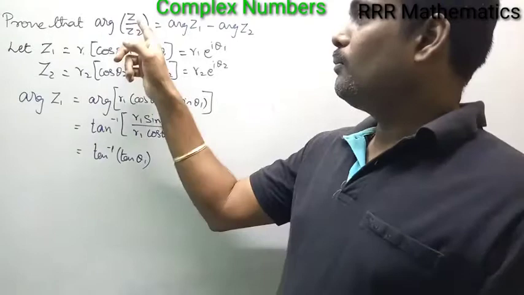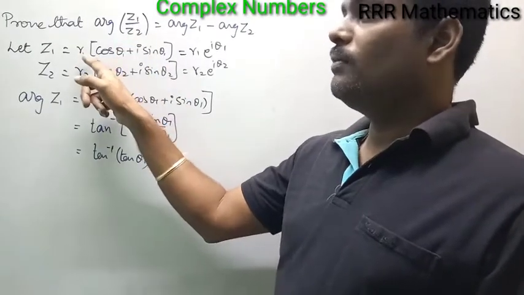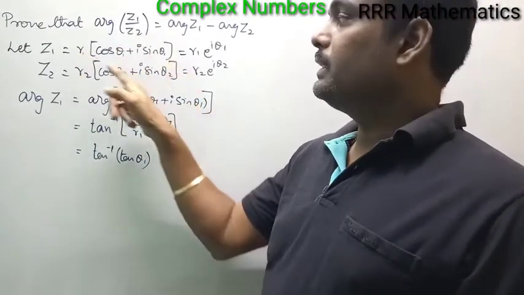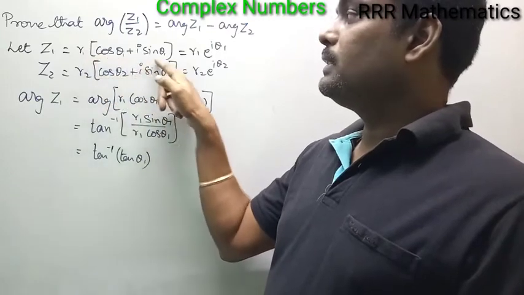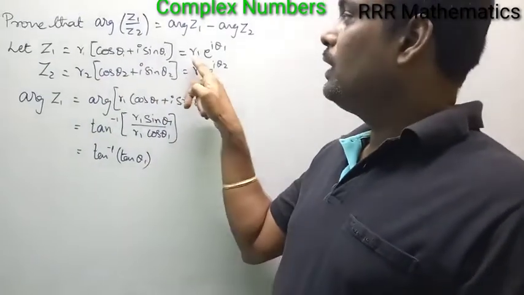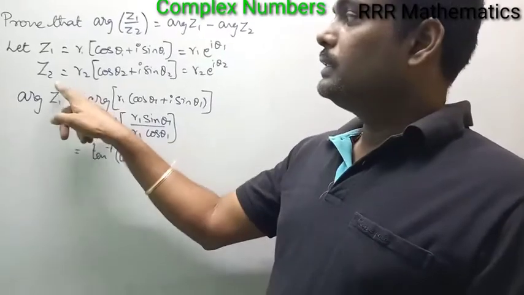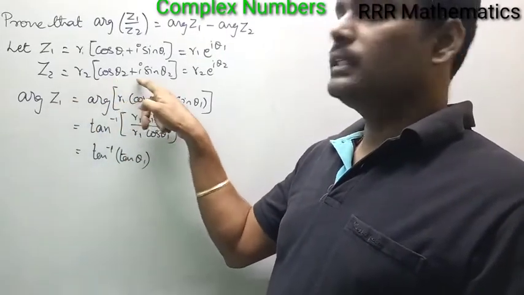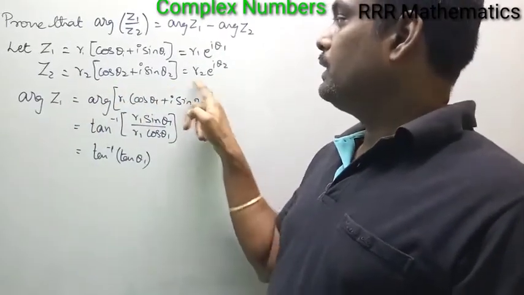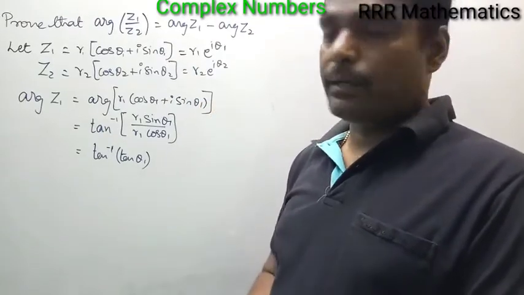So let us take the complex number Z1 in polar form, r into cos theta plus i sin theta. Here, r1 into cos theta 1 plus i sin theta 1. In exponential form, r1 e power i theta 1. Z2 is r2 into cos theta 2 plus i sin theta 2. In exponential form, r2 into e power i theta 2.